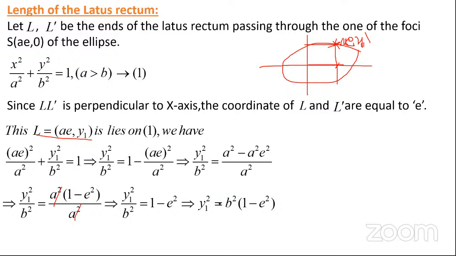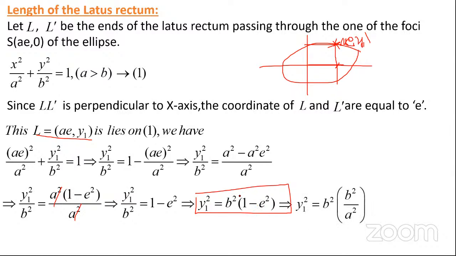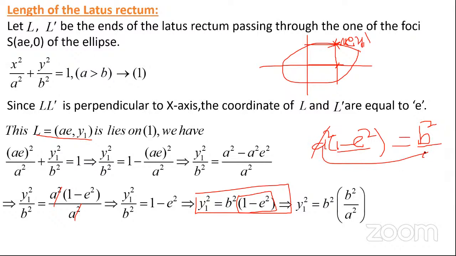So then you will get y1 square value as b square minus 1 minus e square. Then y1 square value is like that. So what we take here, in the first one, a square of 1 minus e square in the standard form, a square of 1 minus e square is equal to b square. So I'm just substituting this value. Only we want this value, then you have to take it to the right side, then this will be b square by a square. So then the y values are like that.